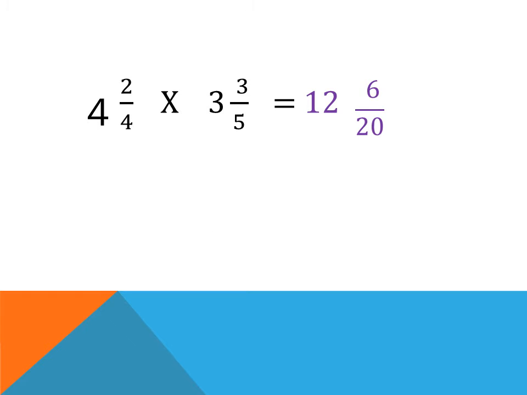When we're multiplying mixed numbers, you may remember that a mixed number is a mixture of a whole number and a fraction. When we're multiplying mixed numbers, it really is the same idea. To start with, you could forget that your whole numbers are there and just focus on your fractions. So you're starting with 2 times 3 to give you 6 and 4 times 5 to give you 20. You can then look at your whole numbers. 4 times 3 is 12.